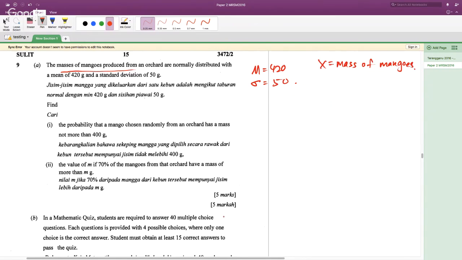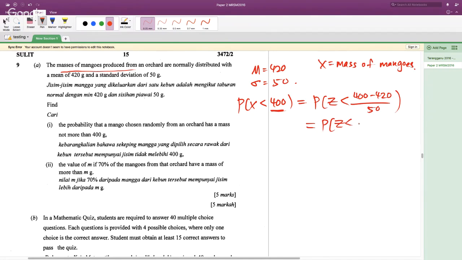All right, so find the probability that the mango chosen randomly from Oscar has the mass not more than 400. So what I will do is change it into the z. If this is the x value, I have to use x minus mean over standard deviation. So therefore, I will get negative 20 divided by 50. So my probability for z is less than negative 0.4. With less and negative together, you can just change it into the bigger.